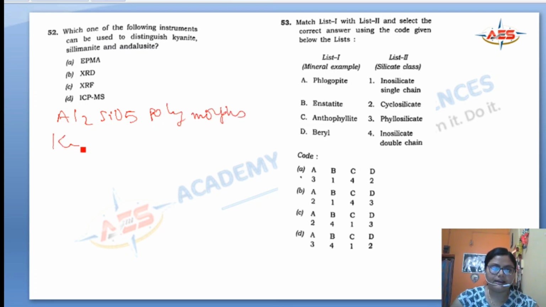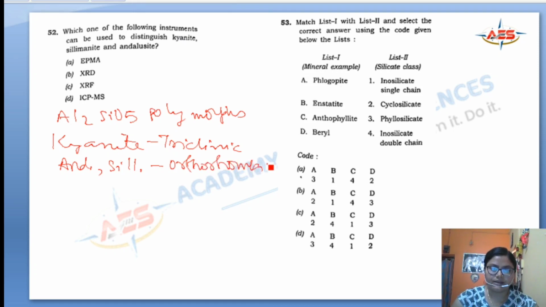अब क्या है, kyanite जो है वो क्या है, ट्राइक्लिनिक, and andalusite and sillimanite, they are orthorhombic. Okay, their crystal system is orthorhombic. Now here what we have in the option is the EPMA method. EPMA method, it is known as the electron probe microanalysis. Okay, electron probe microanalysis method.